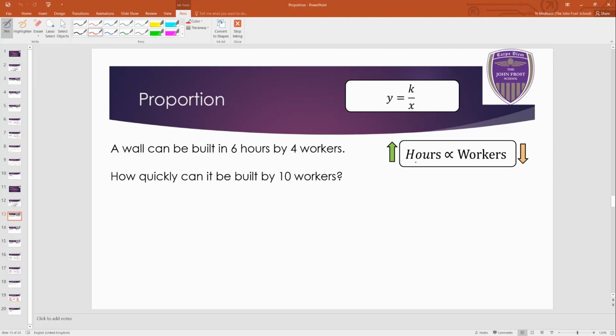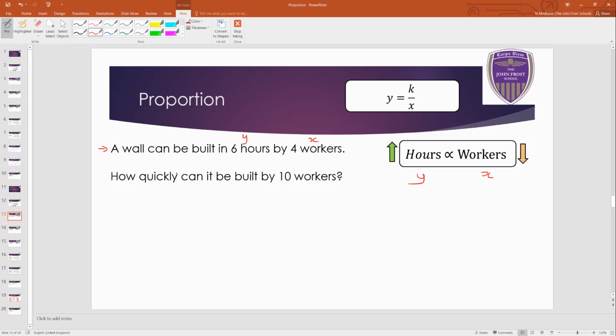So y is the number of hours, every single time, and x is always going to be the workers every time as well. In this original part of the question, it says a wall can be built in 6 hours by 4 workers. I don't know why that keeps rubbing out. So this is y, this is x. Y is the number of hours, x is the number of workers.